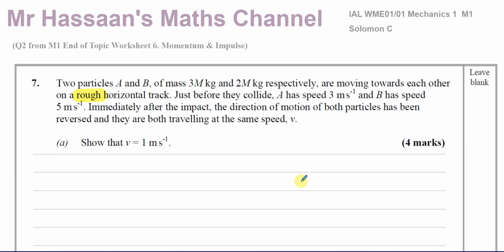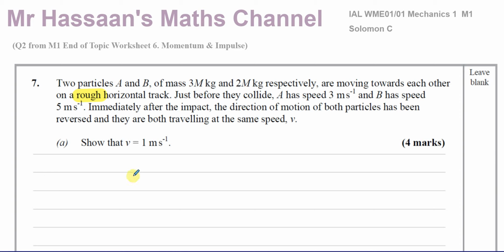Just before they collide, A has speed 3 meters per second and B has speed 5 meters per second. Immediately after the impact, the direction of motion of both particles has been reversed and they are both traveling at the same speed v. Show that v equals 1 meters per second.